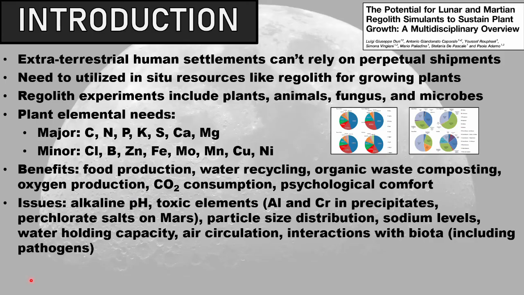Now, regolith is not easy to work with. It's not just grab and go. Most regolith is very alkaline, so it has high pH. There are toxic elements like aluminum and chromium and nickel precipitates, and even perchlorate salts on Mars. So lunar and Martian regolith will have different dangers. Particle size distribution can be a problem. Sodium levels, water holding capacity. Regolith does not hold water very well. It doesn't circulate air very well. And it's unknown exactly all the interactions with biota.